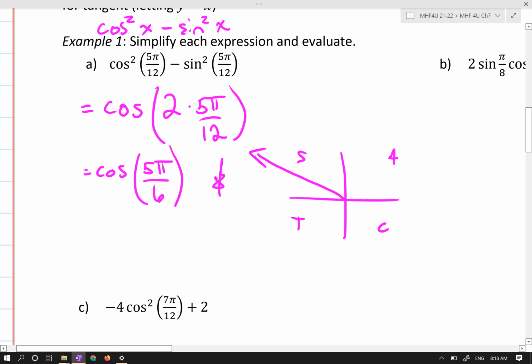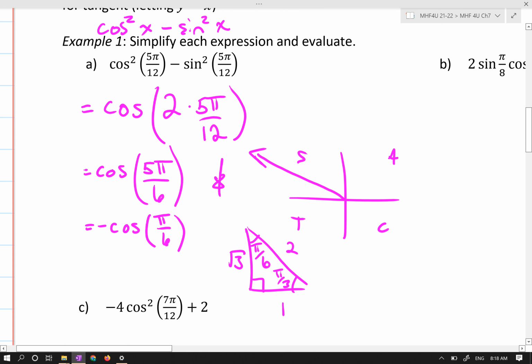I'm working with a terminal arm in quadrant 2. And I know my sine ratio is positive in quadrant 2, so cosine is negative. So I'm working here with the negative of the cosine of my related acute angle. My related acute angle in a case like this is pi over 6. So negative the cosine of pi over 6, and I should be able to finish that off with a special triangle. I have pi over 6 in my top angle, pi over 3 down here, 2, 1, root 3.